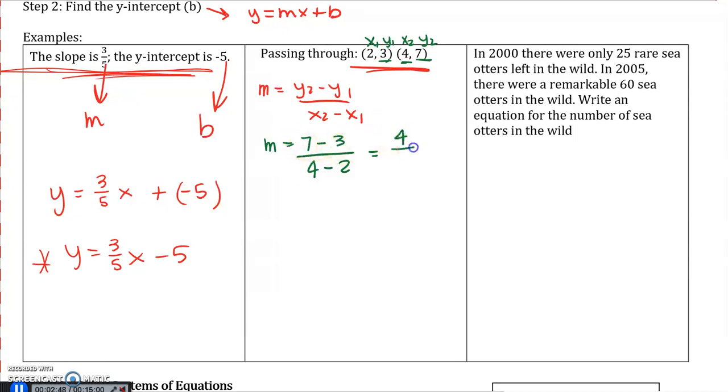7 minus 3 is 4. 4 minus 2 is 2. Simplify that if you can. 4 divided by 2 is 2. That's my m. Now I have to find my b.